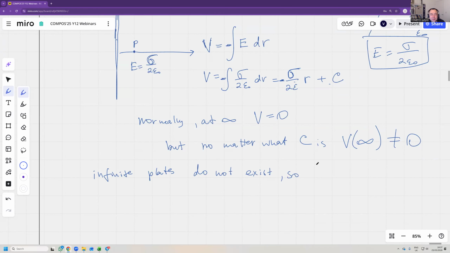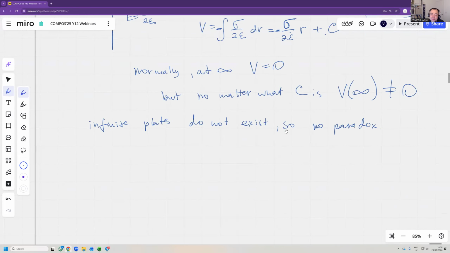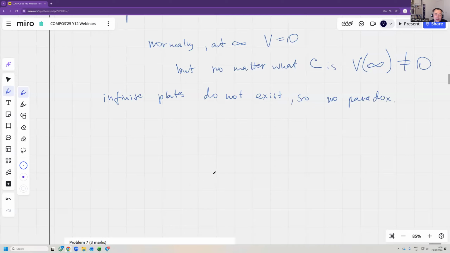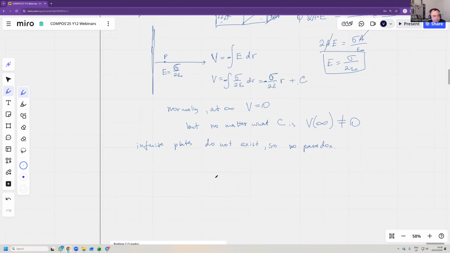So this model just breaks down. Infinite plates don't exist. So no paradox. No paradox. Okay, so we use this mathematical model, which works well for small distances, but not for large distances. Okay, I hope that makes sense.